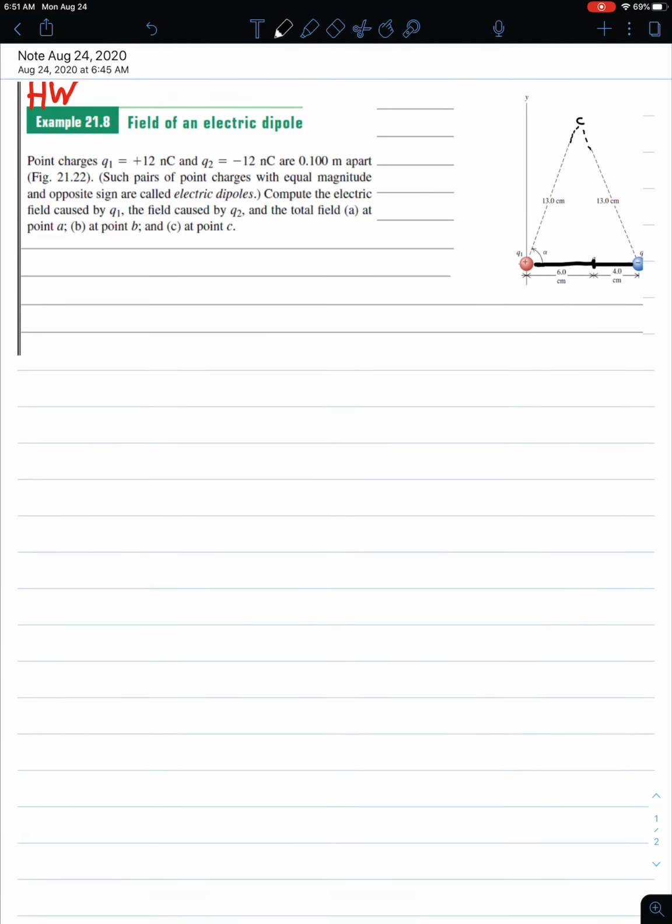So we want to calculate the electric field at the point C. We have two charges, and both charges have some contribution at the point C. Due to the positive charge, the electric field at the point C is going to be away from the charge. I'll name it E1. And due to the negative charge, it's going to be toward the charge. This is negative, okay? E2.